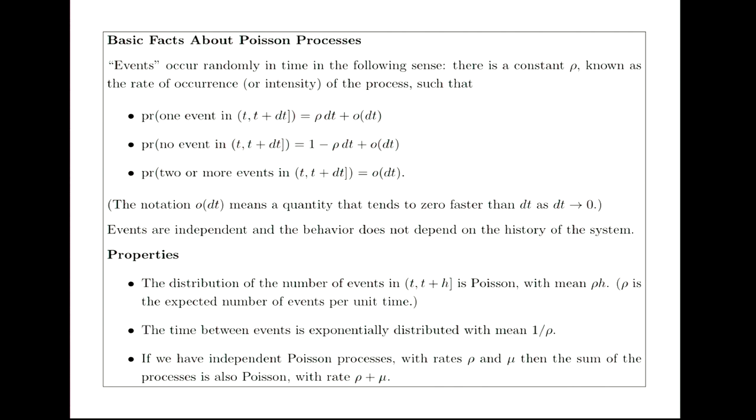So rho is a single quantity that characterizes the Poisson process, and rho times the total time interval, which is written as h here, is the number of events that you expect, where rho is the expected number of events per unit time. So the time between the events is exponentially distributed. It has a mean 1 by rho. If there are independent Poisson processes with two rates, rho and mu, then the sum of these is also Poisson. The total rate is rho plus mu.